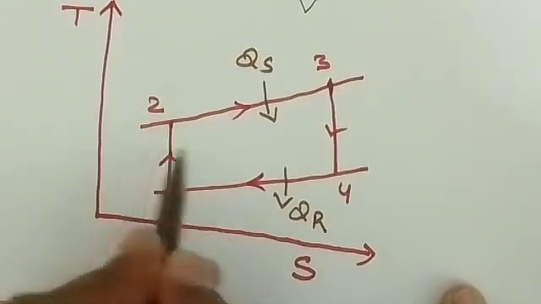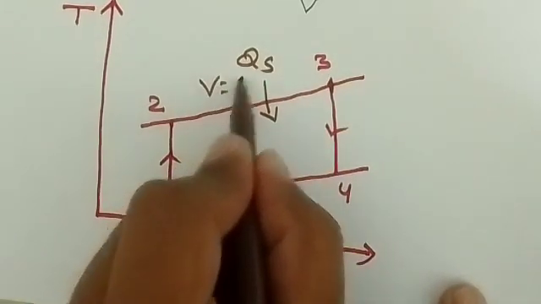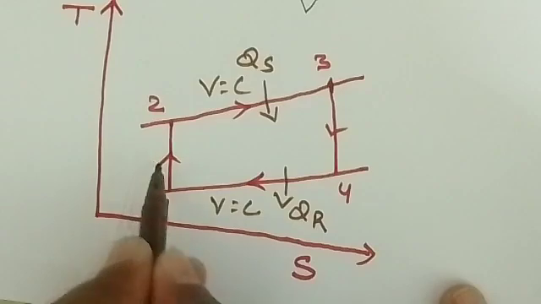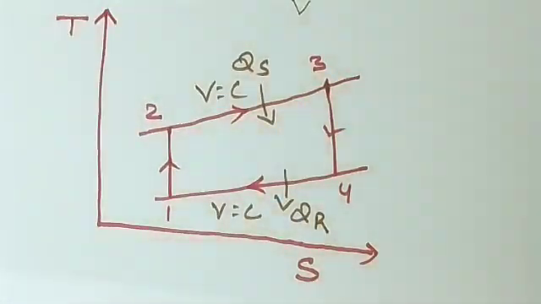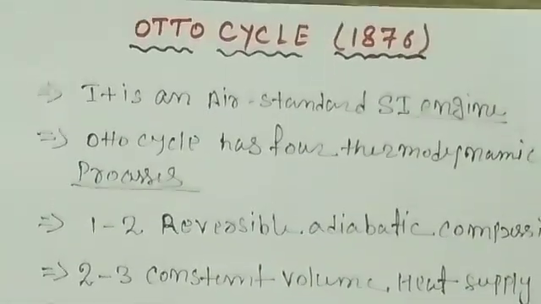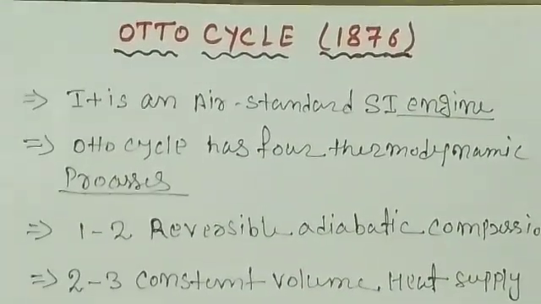So here you have compression, expansion, heat supplied and heat rejection. This volume is constant. This volume is also constant, and PV to the power gamma is constant. Now we will see the efficiency of the Otto cycle, that is the air standard efficiency of the Otto cycle. So next we can go for the air standard efficiency of the Otto cycle.